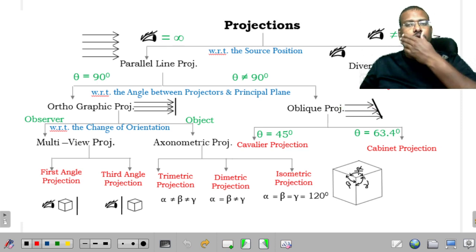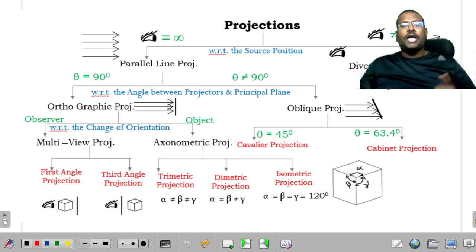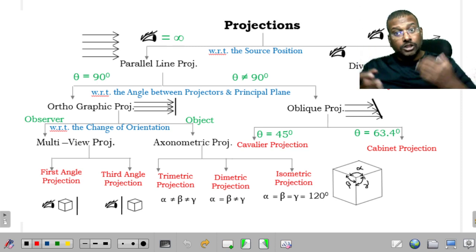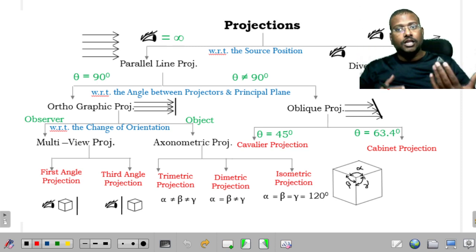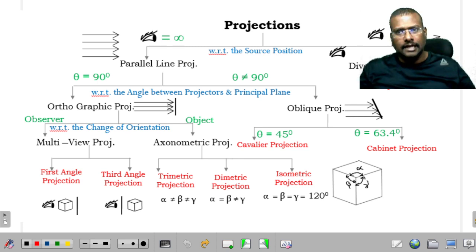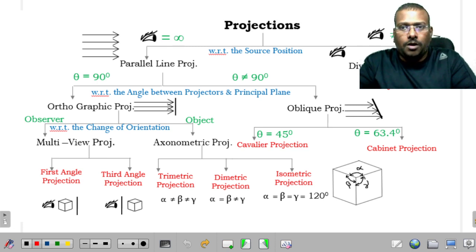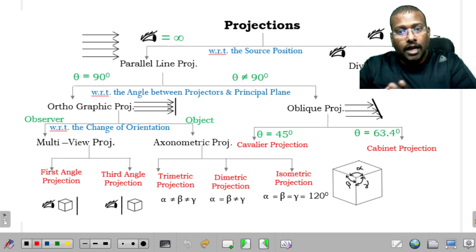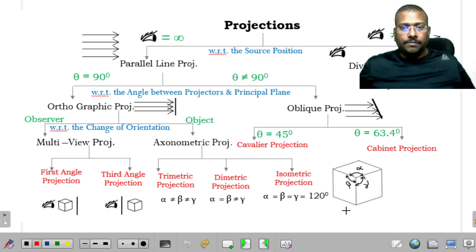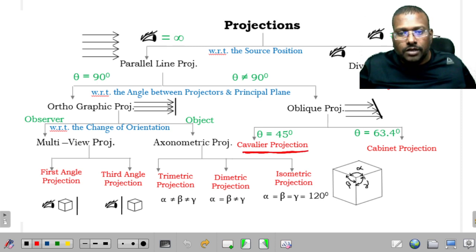Sir, in oblique projection, how many types are there? The angle may vary: 1 degree, 2 degrees, 1.84 degrees, 33.87 degrees, like this. So many angles are there. But among these, the popular oblique projections are only two. What are they? As I mentioned here, one is Cavalier projection and another one is cabinet projection.